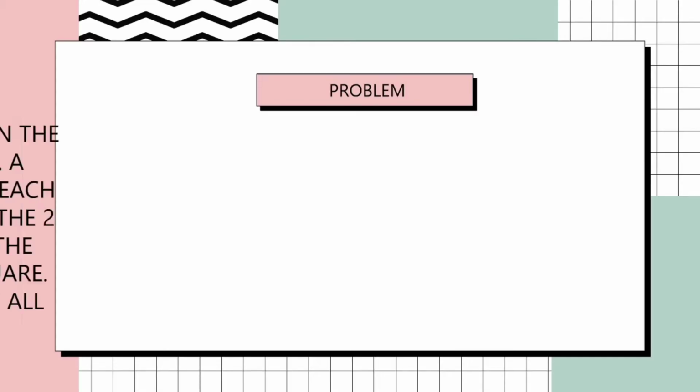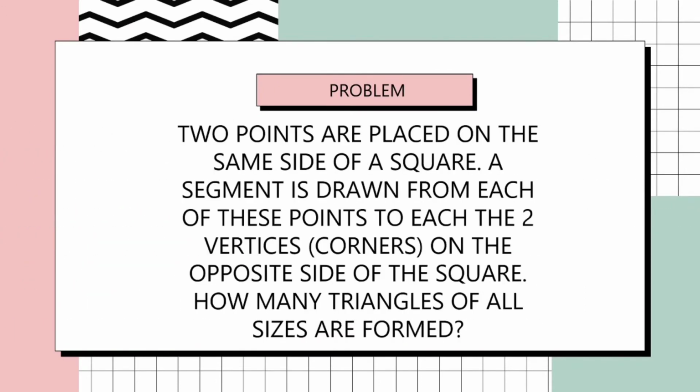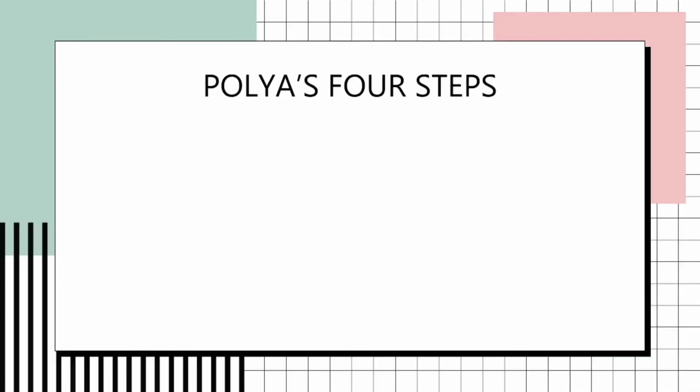So the problem is, 2 points are placed on the same side of a square. A segment is drawn from each of these points to each of the two vertices, or the corners, on the opposite side of the square. The question is, how many triangles of all sizes are formed?